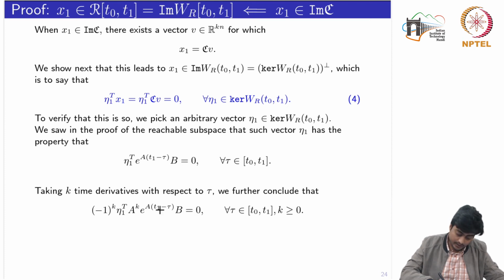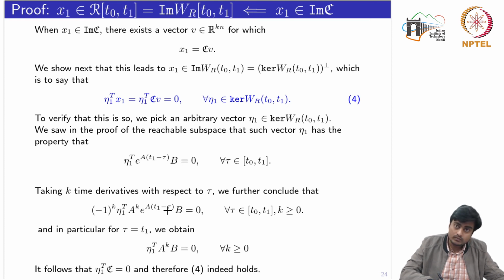Now, if I put T1 equal to tau, at tau is equal to T1, I would have eta 1 transpose A to the power k. This part would be e to the power 0, which is nothing but an identity matrix, into B. Right? So the negative sign does not make any sense because we have equal to 0. So I can simply write eta 1 transpose A to the power k B is equal to 0.